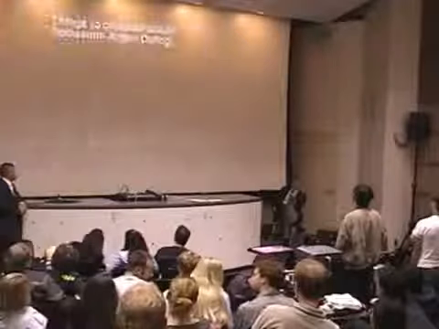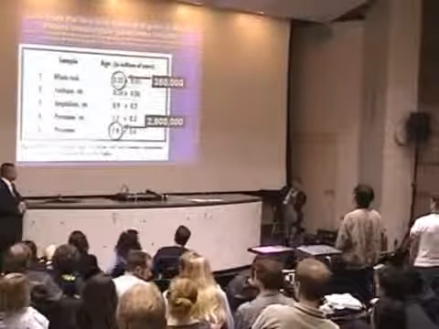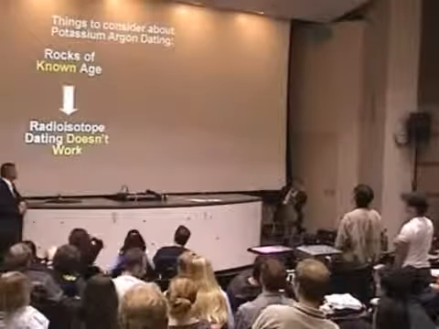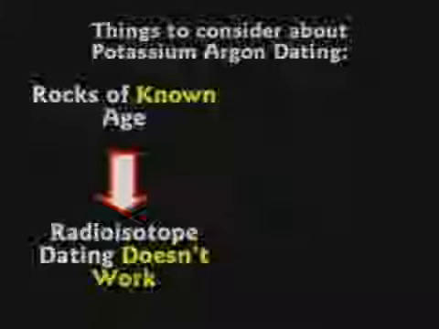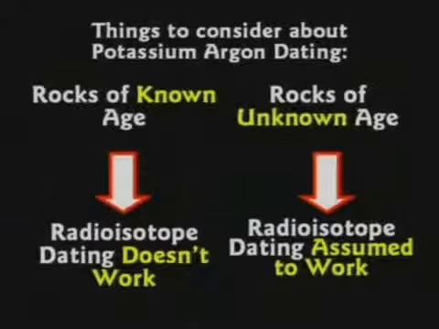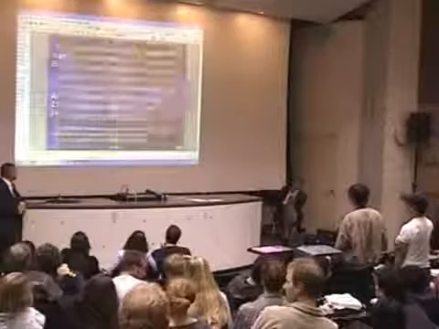So if you want to believe there are event horizons, you can believe that, okay? But rocks of known age, when you date it with potassium-argon dating, it doesn't work, okay? If you date a rock of unknown age, it is assumed to work. This is silly. Now, the potassium-argon dating for the KBS stuff is just one example.